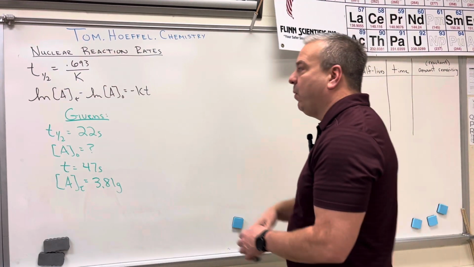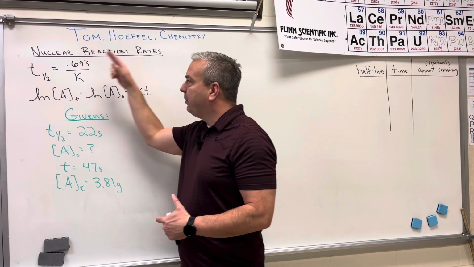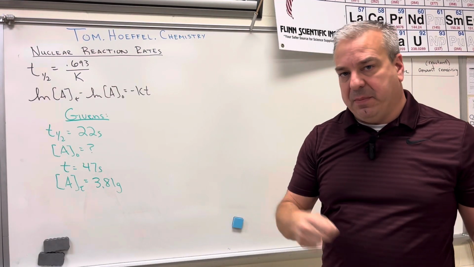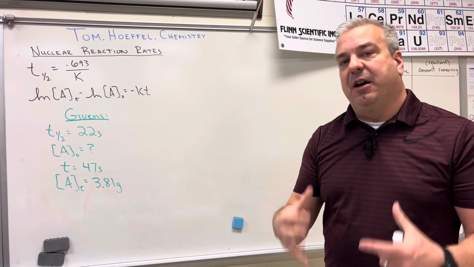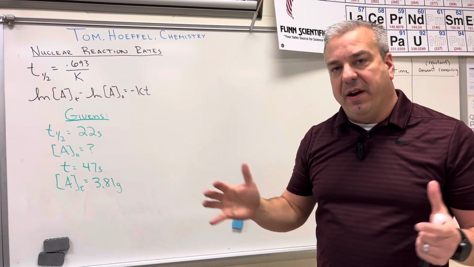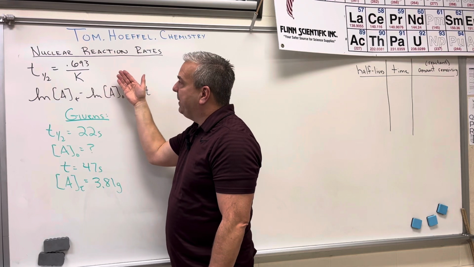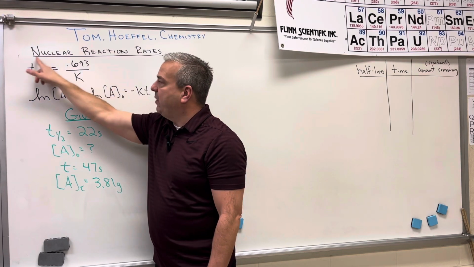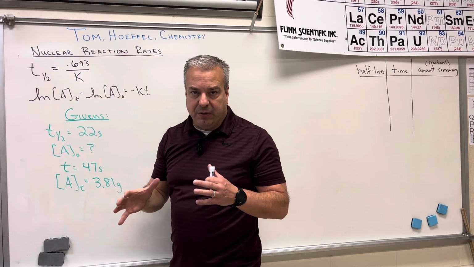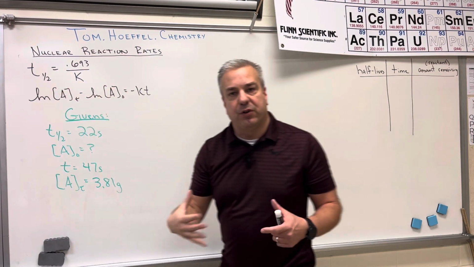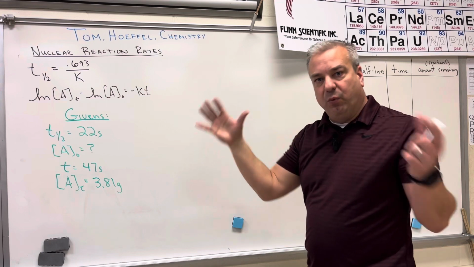In this video, we're going to do a sample problem of nuclear reaction rates. In the last video, I kind of explained everything, but I wanted to give one more problem to help students that might need to see this one extra time. So when we're dealing with nuclear reaction rates, we have two equations that we work with because nuclear reaction rates are first order kinetics, and both of these deal with first order kinetics reaction rates.